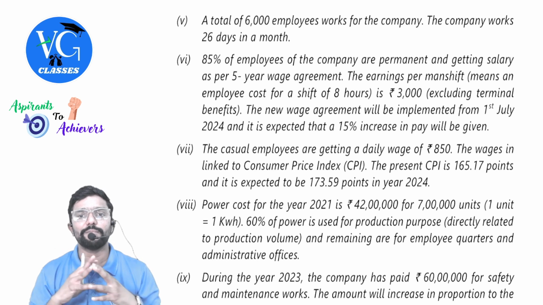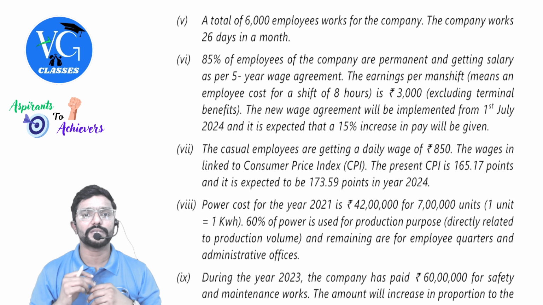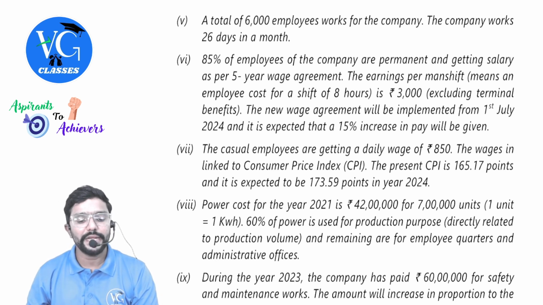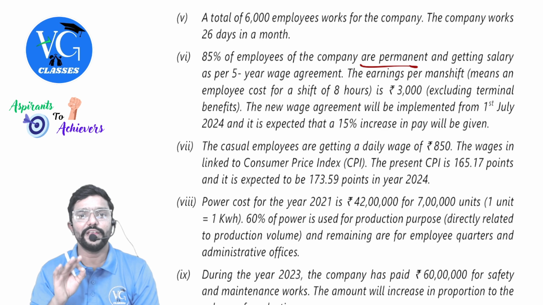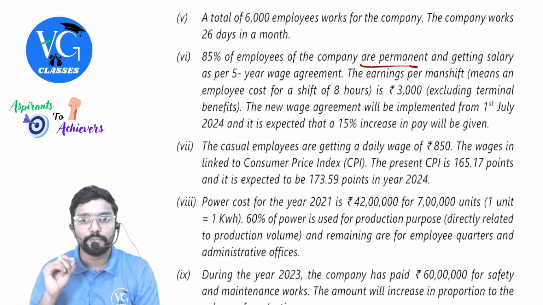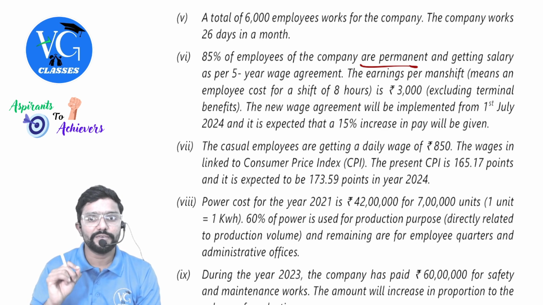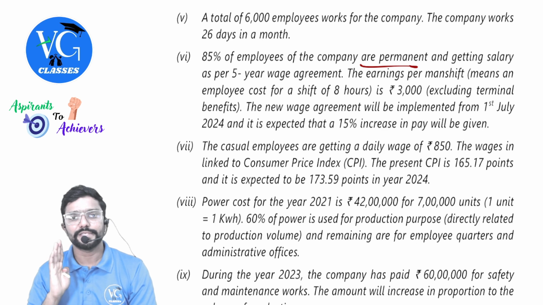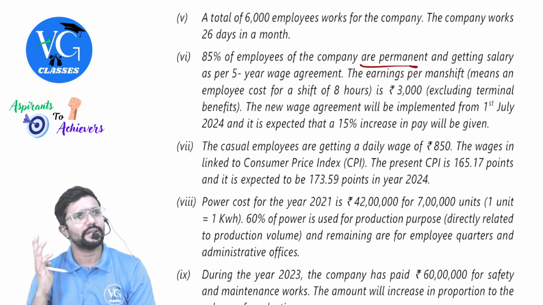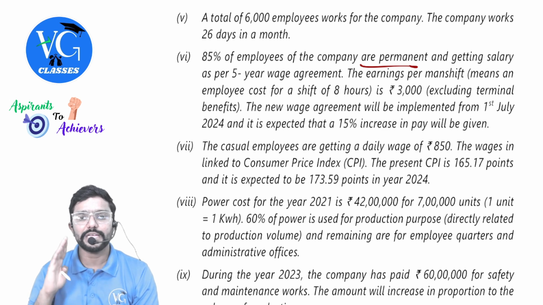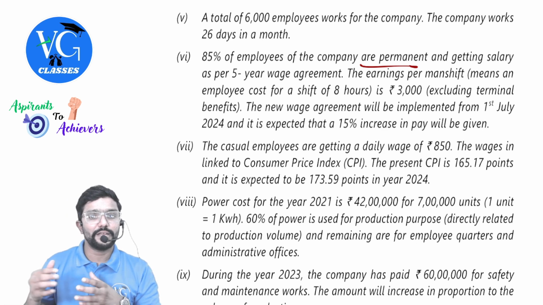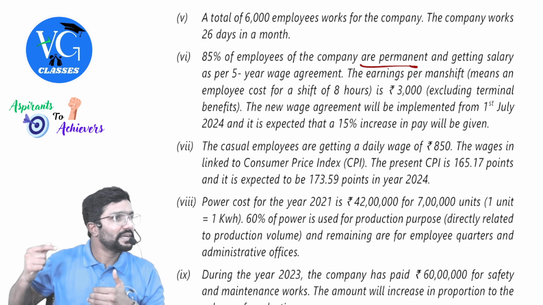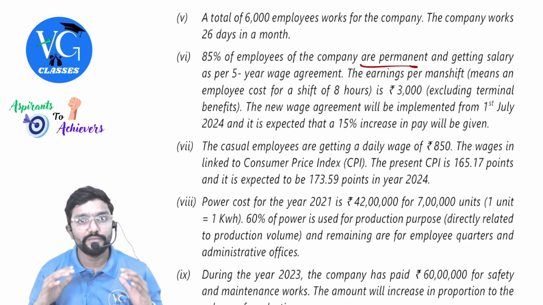A total of 6,000 employees work for the company. The company works 26 days in a month. 85% of the employees are permanent and get salary as per a 5-year wage agreement. The earnings per man shift, an employee cost for a shift of 8 hours, is 3,000, excluding terminal benefits. Terminal means retirement benefits. The new wage agreement will be implemented from 1st July 2024 and it is expected that a 15% increase in pay will be given. Please be careful, this increase is in between the year. Clear? 2024 is what we have to prepare next.